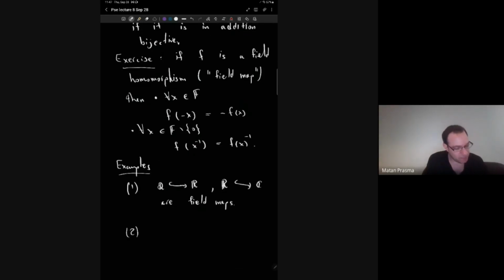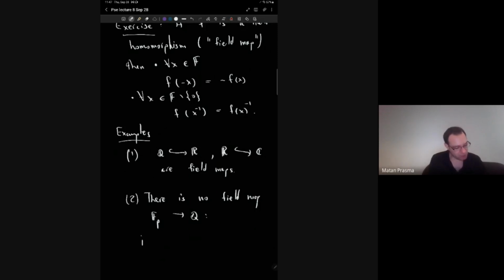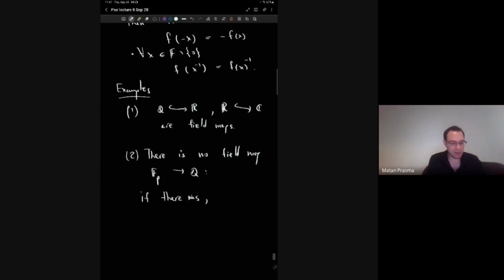Now, a non-example. I claim that there is no field map from the prime field FP into the rationals. If there was, let's say this field map is F, then of course zero is F of zero. But zero in FP, since FP has characteristic P, I can write as 1 plus 1, P times.